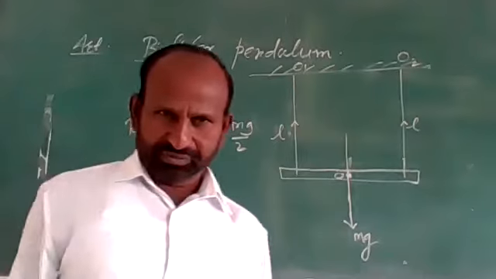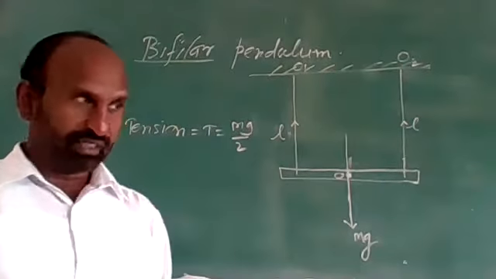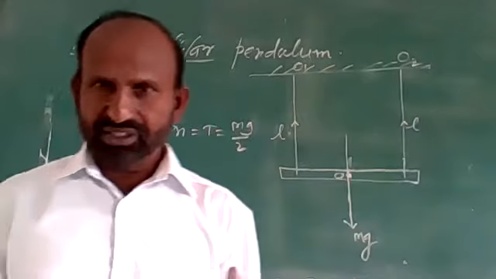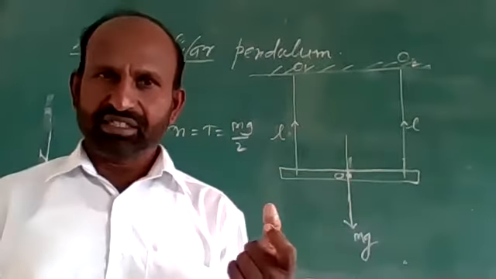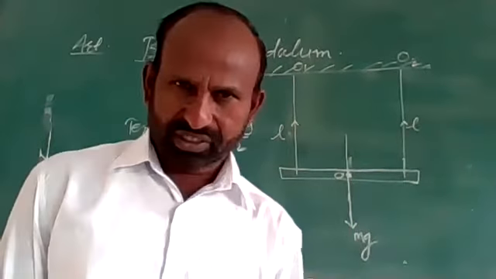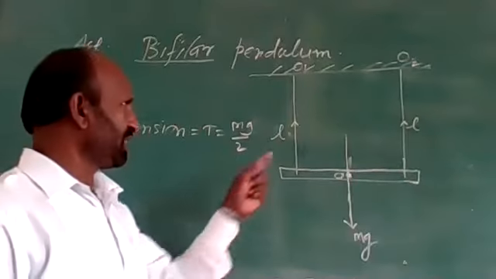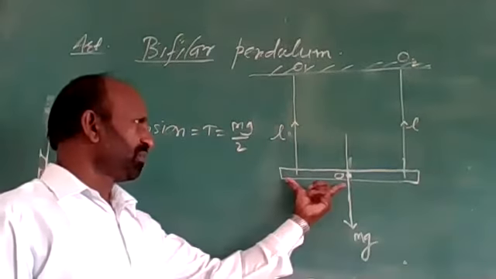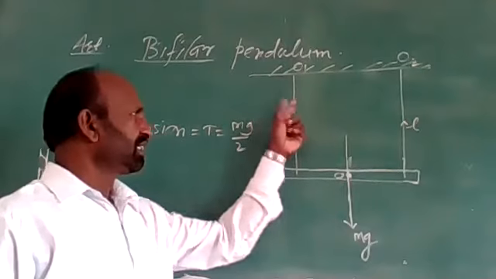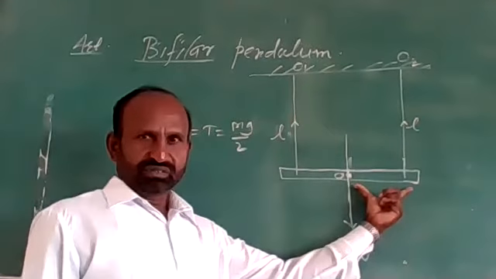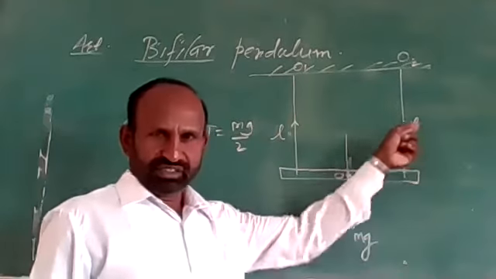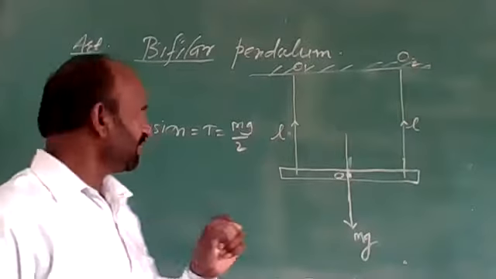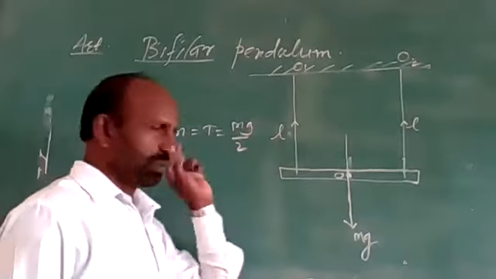Tension on each thread, because the total weight of the bar is equally balanced by the given threads. So the tension on each thread will be half of its weight. Half the weight of the bar will be balanced by this thread, and half the weight of the bar will be balanced by the other thread. So the tension on each thread will be T is equal to mg upon 2.